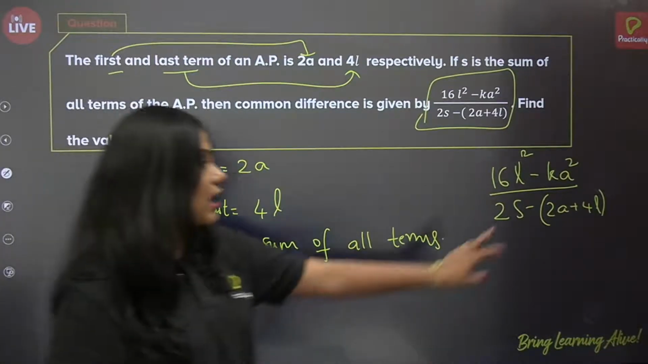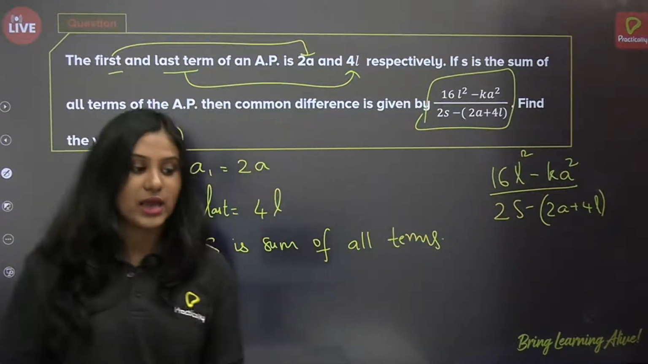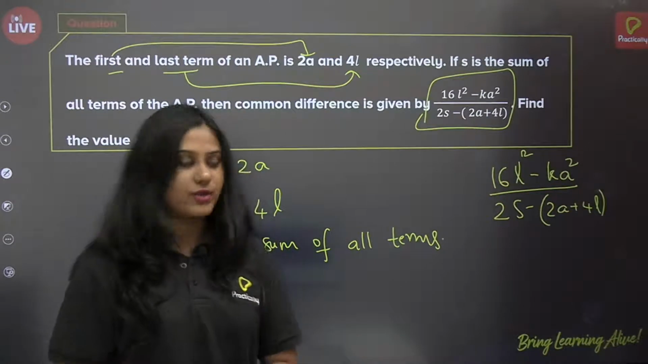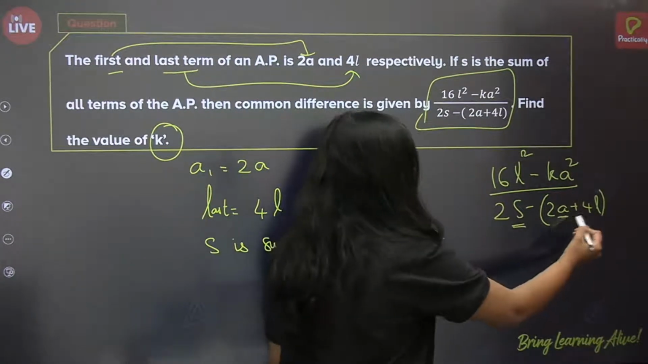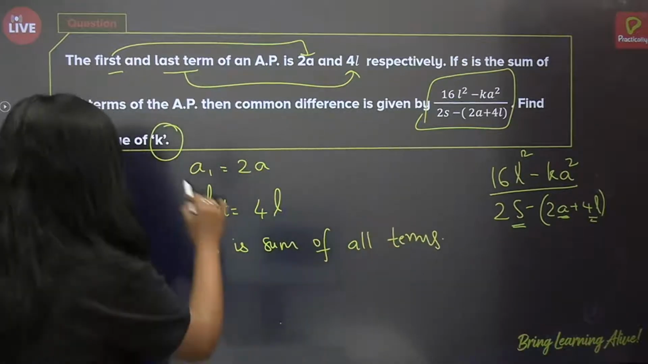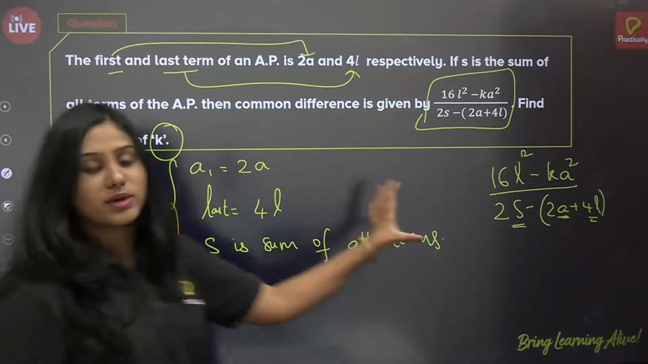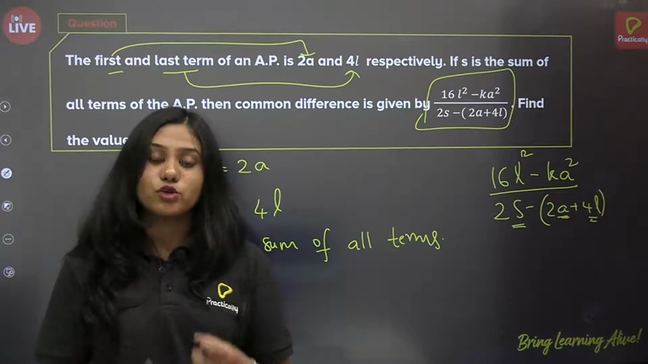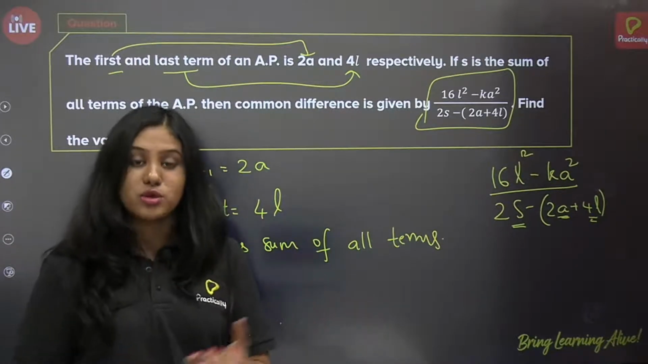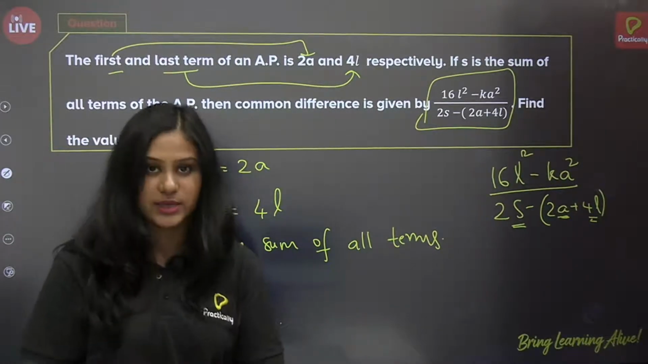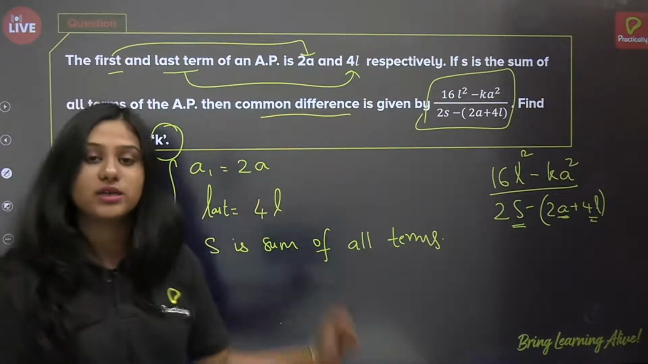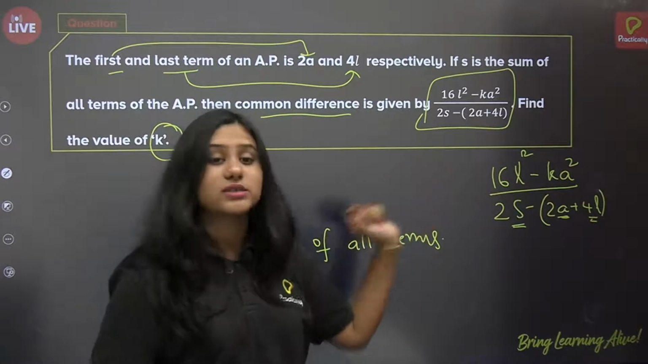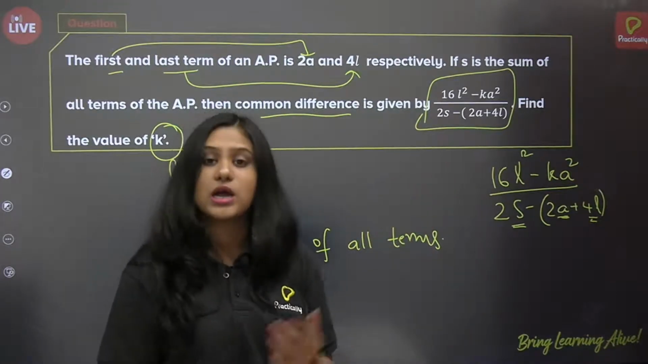So here we have to find the value of K. Now if you observe carefully, we see that there is S here, A here and L here. So all these are present in the common difference. So we have to solve the problem in such a way that at the end we will be getting the common difference in terms of first term, last term and sum. Right? How do we do it?